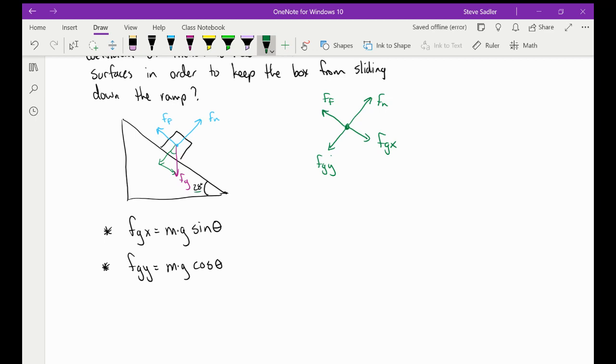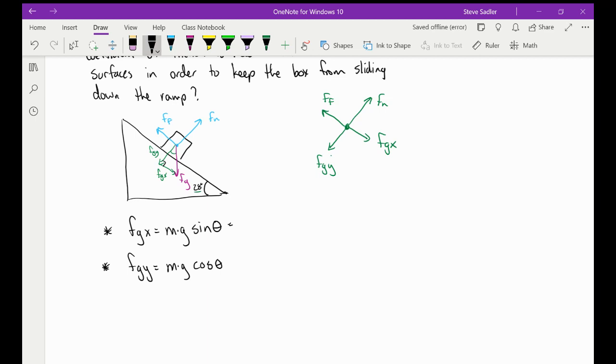The Fgy is the adjacent side. The Fgx is the opposite side. And that's a right angle triangle, and you can use trig to actually solve for that. So I don't mind if you use it, but I really want you to know where it comes from.